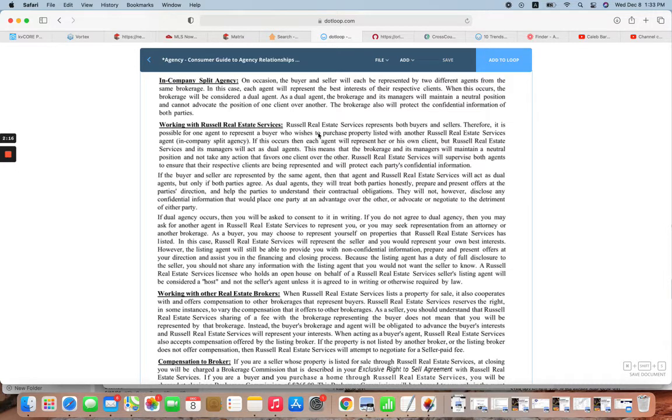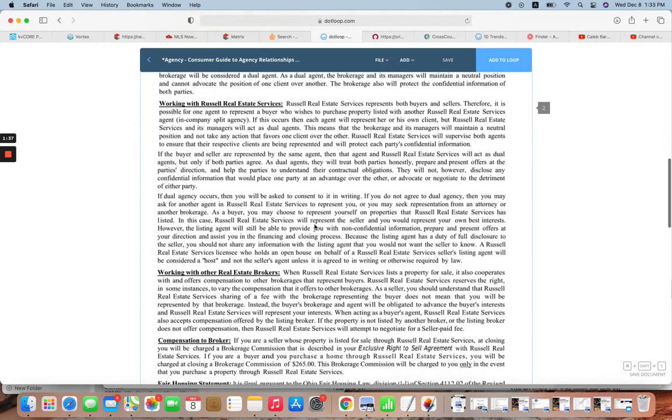When working with Russell Real Estate Services, we do represent both buyers and sellers, therefore it is possible for an in-company split agency to occur. And again, because the state of Ohio allows it, we can also engage in dual agency. And if that does occur, then you'll be asked to consent to that in writing. If you do not agree to dual agency, then you could either ask for another agent in Russell Real Estate Services to represent you, or you can seek representation from either an attorney or another brokerage. So those are your other options.